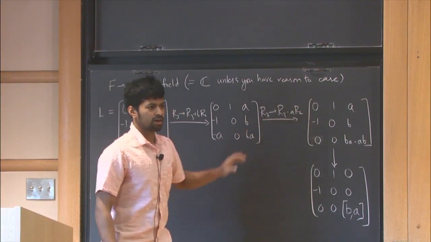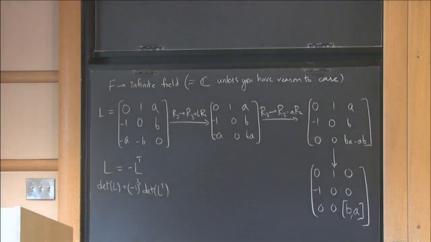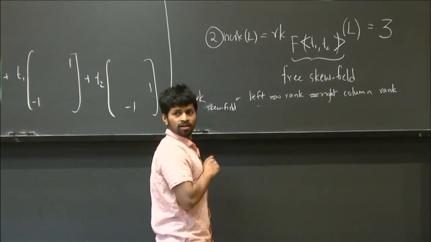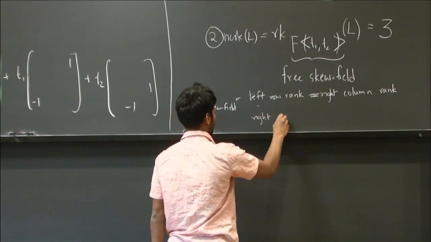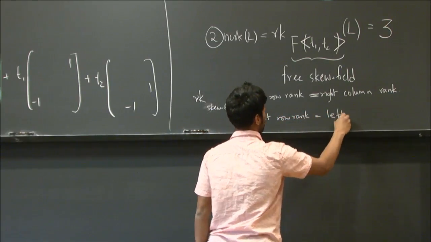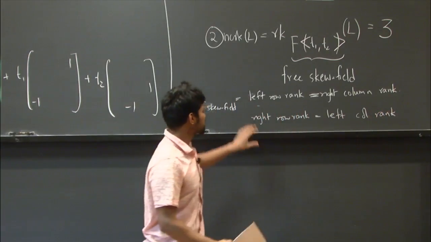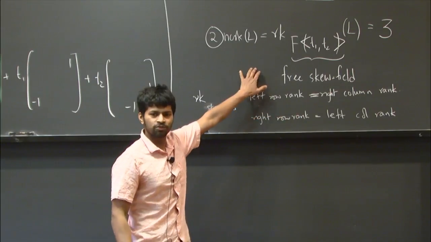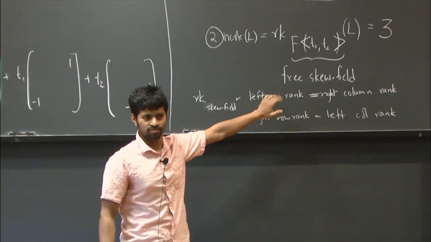Now it so happens that for the free skew field, this is always true, that the left row rank is equal to the right column rank. And so you can obviously define another kind of rank, which is the right row rank, which will equal the left column rank. For a general skew field, these two notions might be different, but for the free skew field, they're the same. Okay?